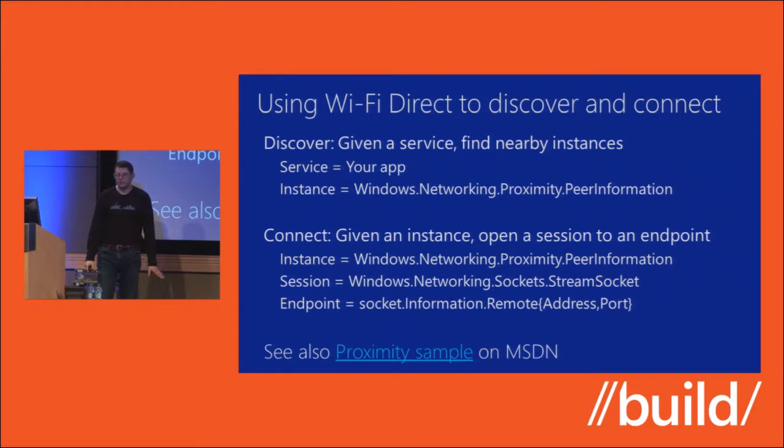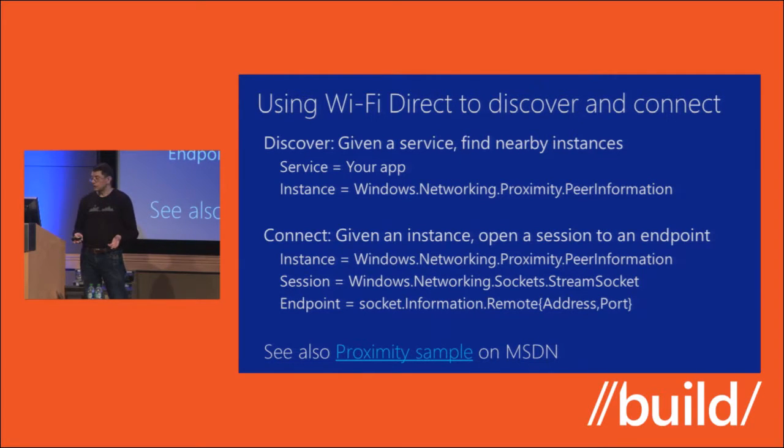So Wi-Fi Direct is the technology that we're going to talk about underneath, that allows you to discover and connect to other instances. So the discover step is you start as input, you have a service, which in this case is your application. Something that identifies your application, which, by the way, that's the default, and so the lack of an input is the same as that. And the output here is a set of instances. Now, each instance is represented by a peer information object in the Windows Networking Proximity namespace. So discover, I say, give me a set of instances or a set of peer information objects.